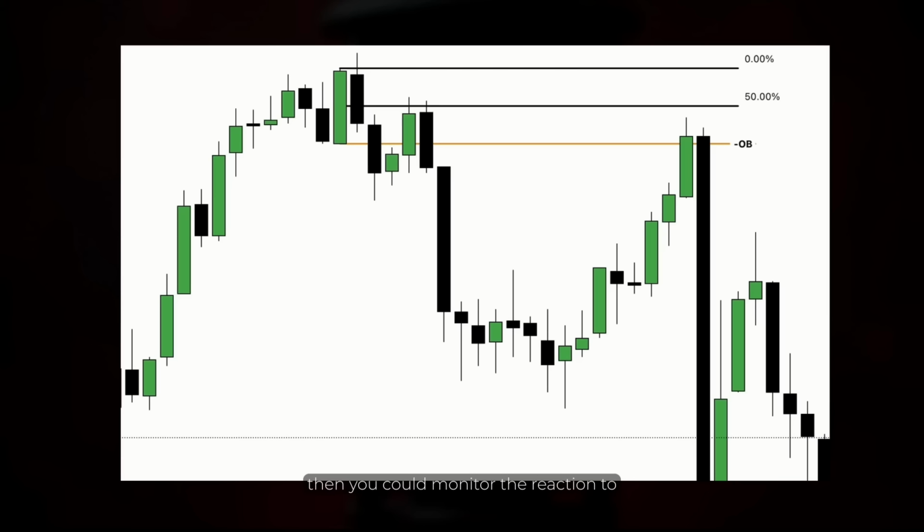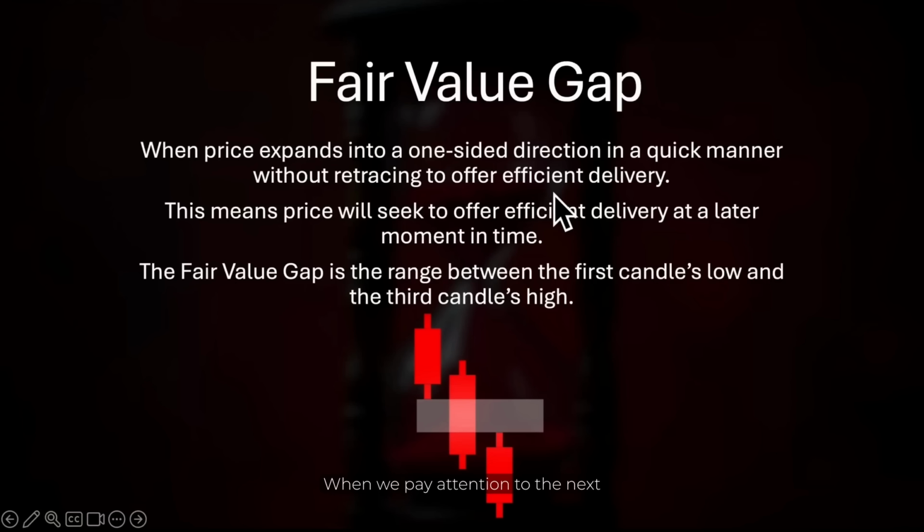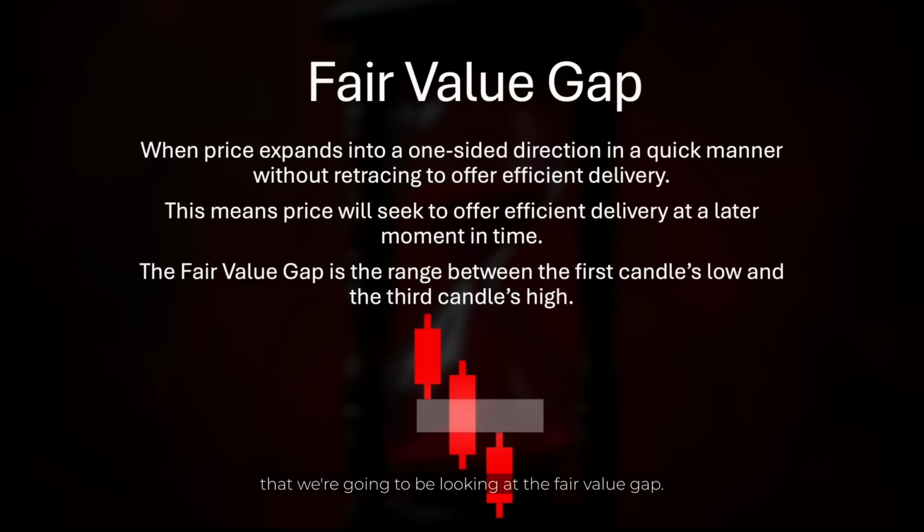Then you could monitor the reaction to the full price range from low to high of that sequence of up-close candles, because that sequence of up-close candles is your bearish order block. When we pay attention to the next premium array then, what you can see is that we're going to be looking at the fair value gap.